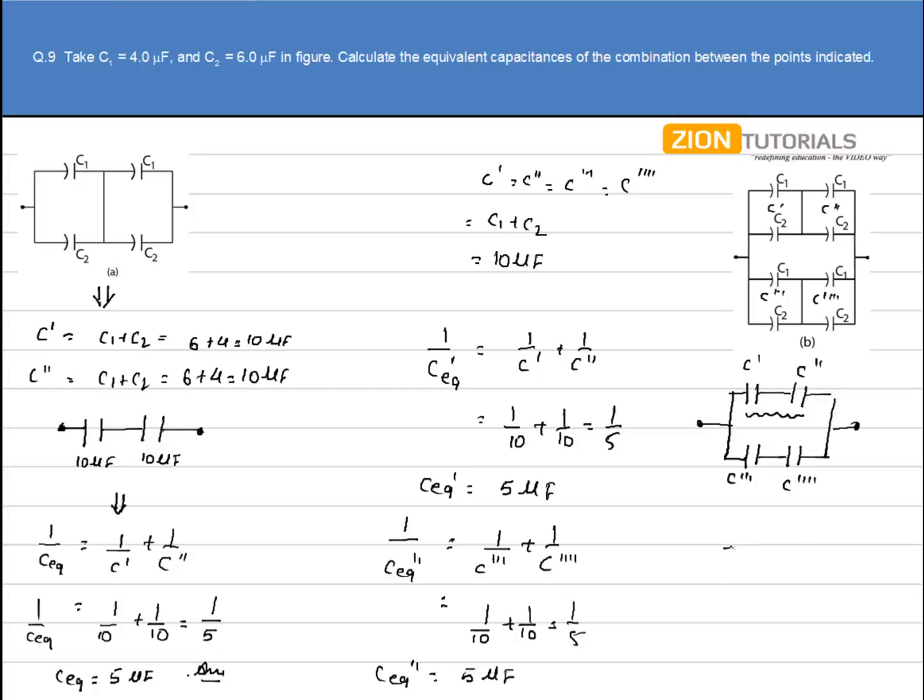Now our system looks like this, another capacitor with the same two terminals. This is my C equivalent dash, this is my C equivalent double dash. Now again they are in parallel, so the C equivalent will be equal to C equivalent dash plus C equivalent double dash, as they are in parallel combination. We have 5 plus 5, that comes out to be 10 microfarad. That is my answer.